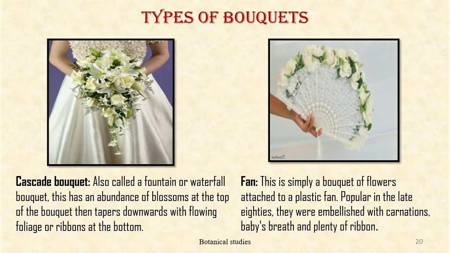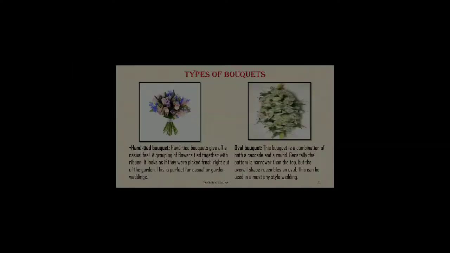Cascade bouquet is also called a fountain or a waterfall bouquet. This has an abundance of blossoms at the top of the bouquet, then tapers downwards with flowing foliage or ribbons at the bottom. Fan. This is simply a bouquet of flowers attached to a plastic fan. Popular in the late 80s, they were embellished with carnations, baby's breath, and plenty of ribbons.